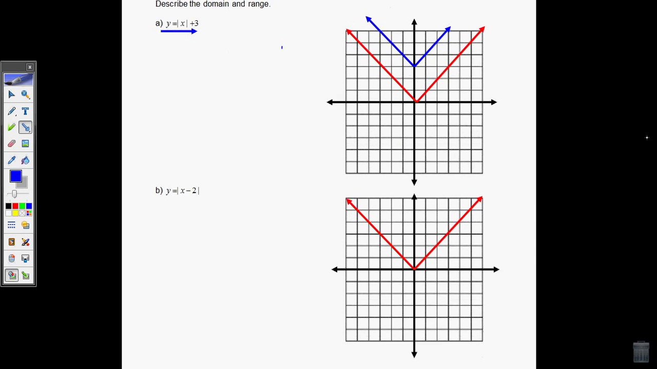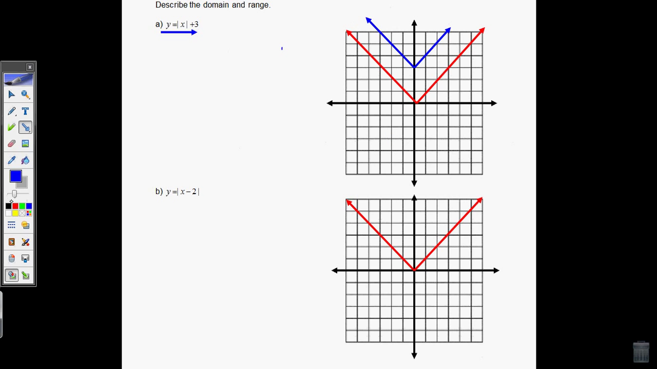Cool. Now let's look at one that's slightly different, but we need to make sure that we can see a clear difference here. Between this blue function, I had plus 3, but it was on the outside of the absolute value. Make sure that we take very, very close note of this. The plus 3 was on the outside of the absolute value, so it shifted it up. This one has minus 2, but it's on the inside of the absolute value.